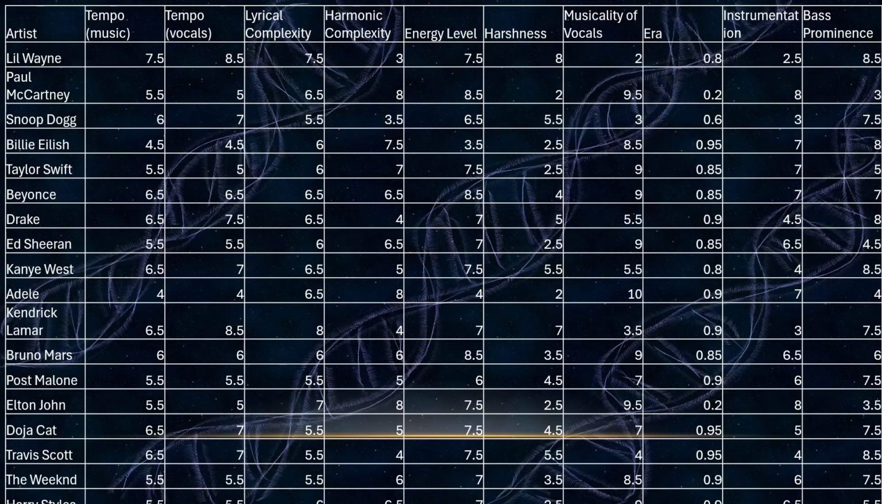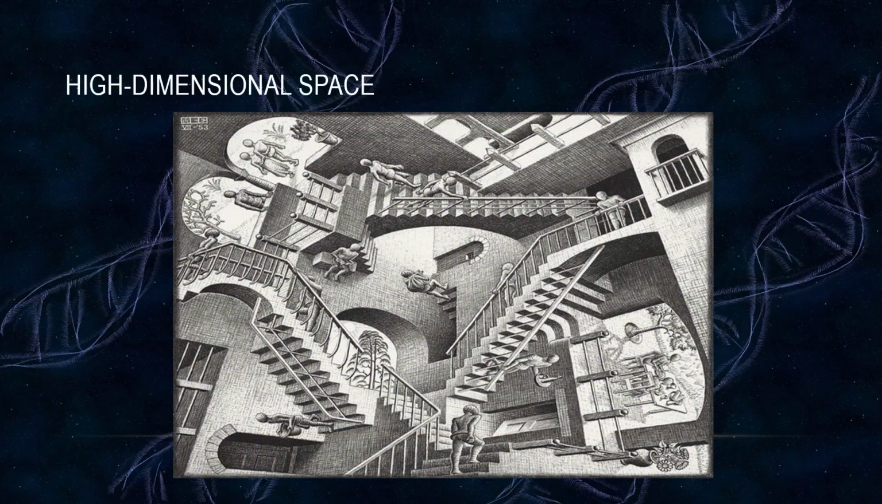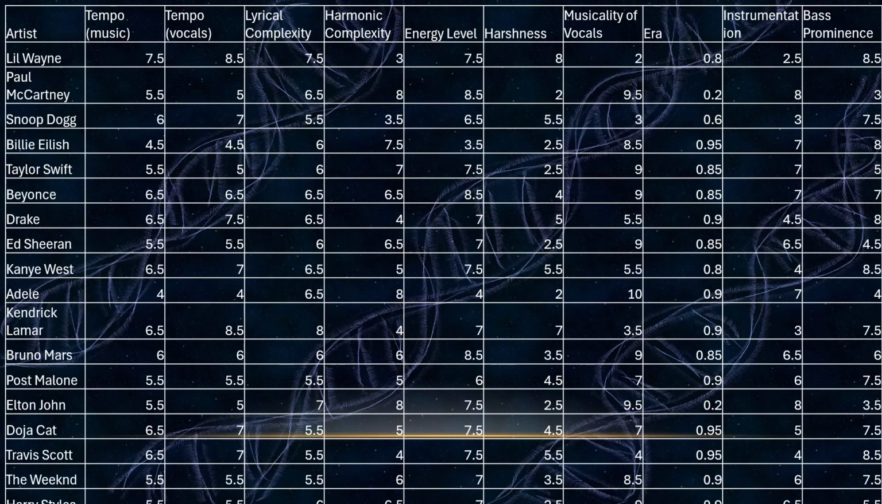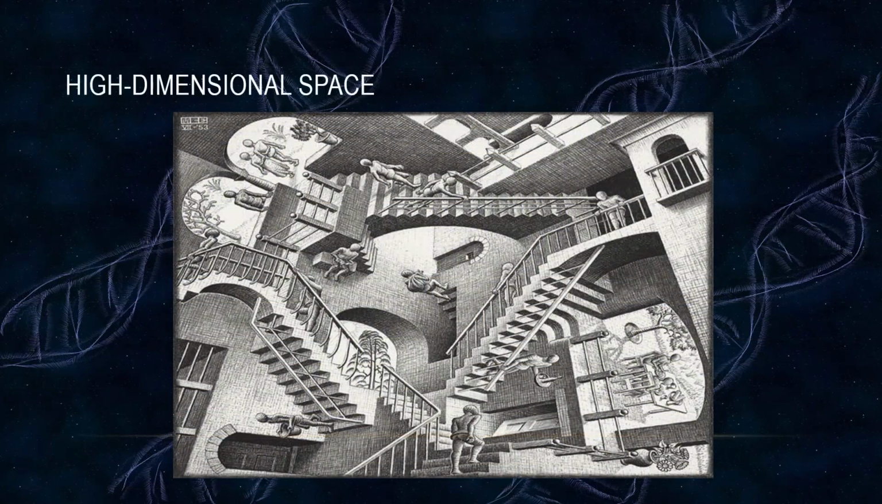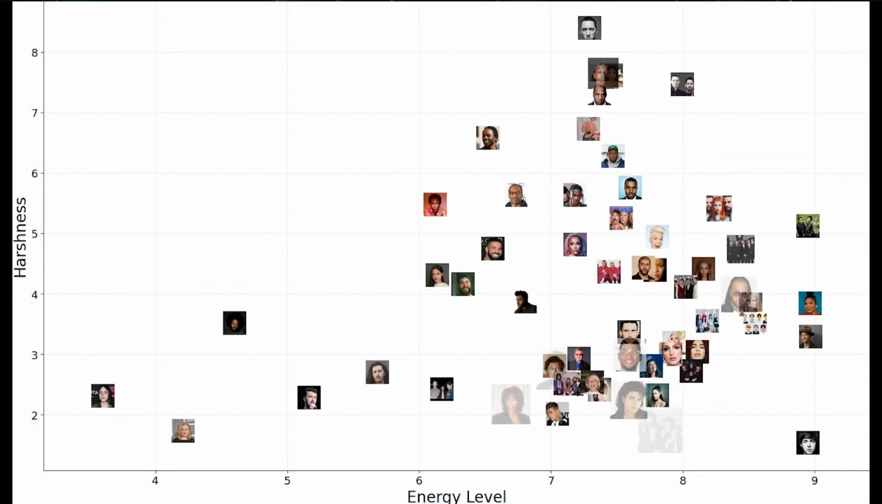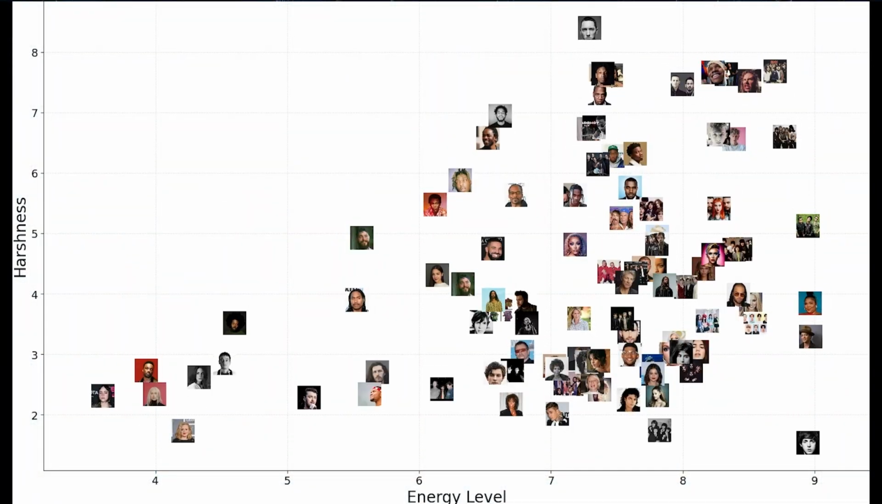So now we have 10 features. More specifically: tempo, lyrical complexity, harmonic complexity, energy level, harshness of the music, musicality of the vocals, is it rap or singing, era, if that's relevant, instrumentation, bass, things like that. Again, this is all generated by ChatGPT, so you can disagree if you want. And in fact, check it all. When we have 10 features, or dimensions, as we describe these, we lose the ability to really visualize it. We could go 1 by 1, or 2 by 2, and compare them, but then we can't see everything at once.